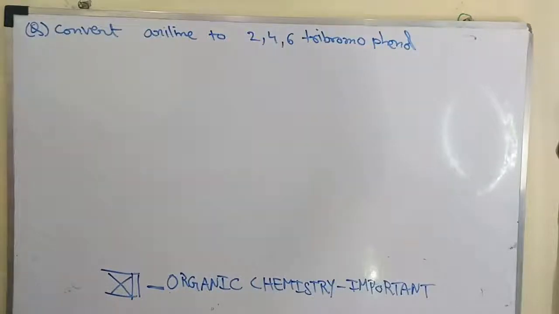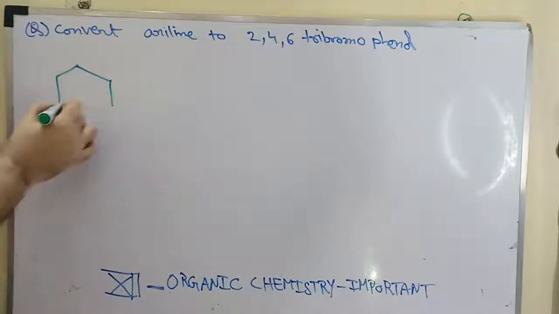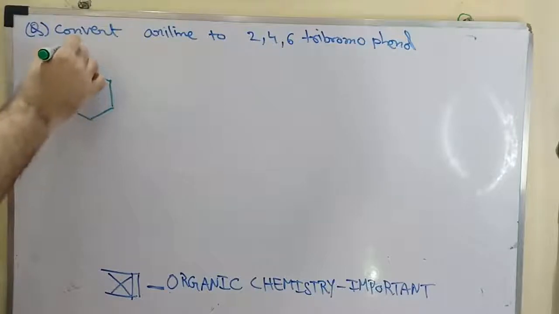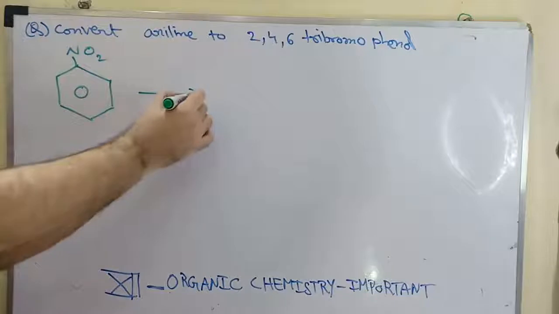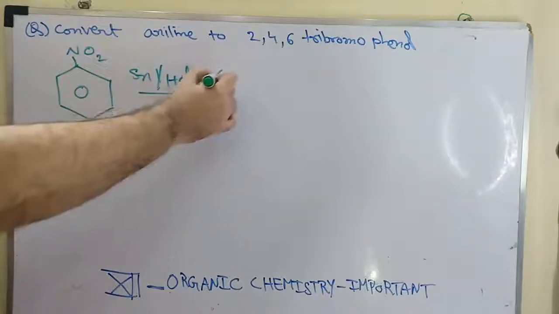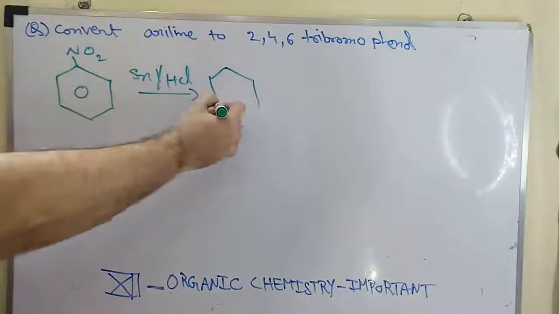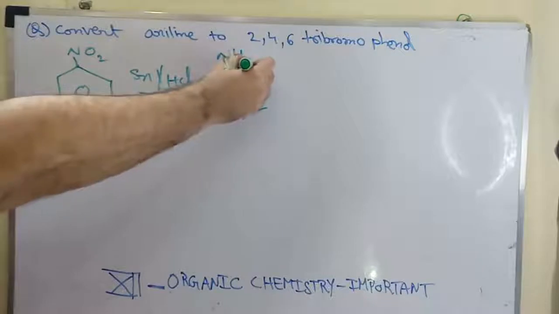This is the last question for this video. Convert aniline to 2,4,6-tribromophenol. A very easy, important conversion. We do a similar kind of diazotization reaction. They may ask you right from nitrobenzene, so I start right from nitrobenzene. Sn HCl, that's how we get aniline. So you got aniline.